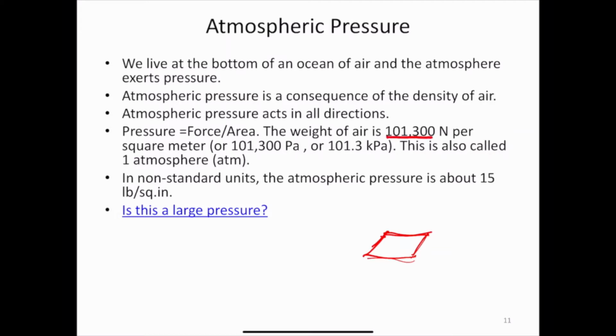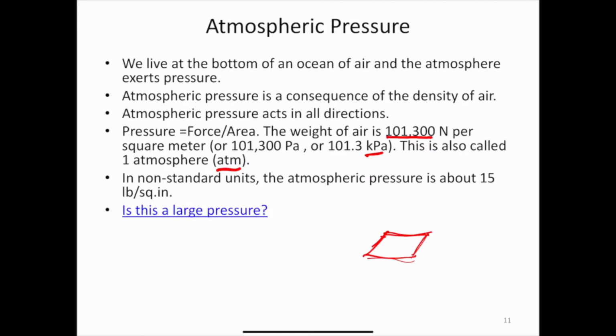101,300 newtons per square meter, or 101,300 pascals. Sometimes it's expressed in kilopascals, so in that case it would be 101.3 kilopascals. And this amount of pressure is usually called an atmosphere. That's also another unit of pressure, the atmosphere. Okay. Another unit of pressure that you might be familiar with is PSI. So that's pounds per square inch.